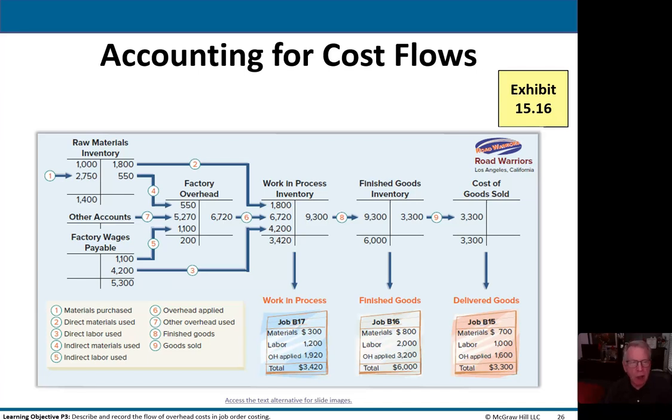This particular slide is not part of the PowerPoints for the Brewer text. It's from the Wild text, also McGraw-Hill, but I thought it nicely described the cost flows that we would have in a manufacturing environment, and I thought you'd get some benefit out of seeing this. So here we're going to purchase, here on number 1, our raw materials. We'll get to how we do that fairly easily.